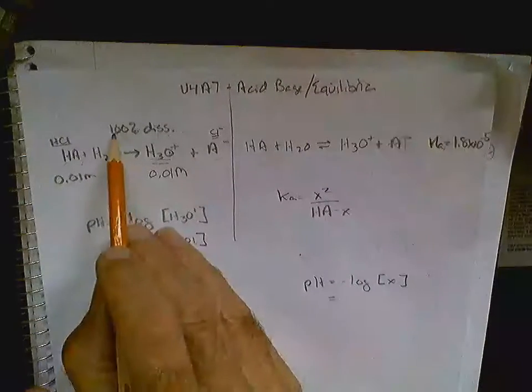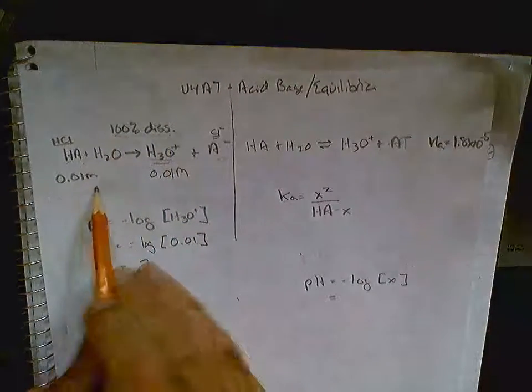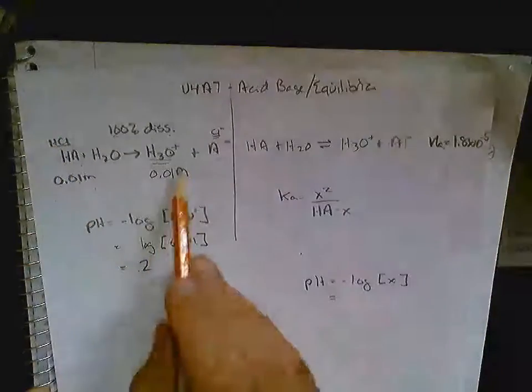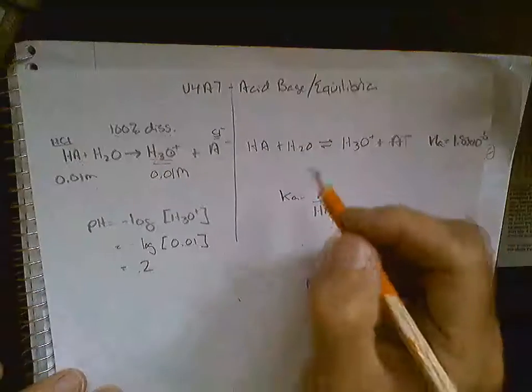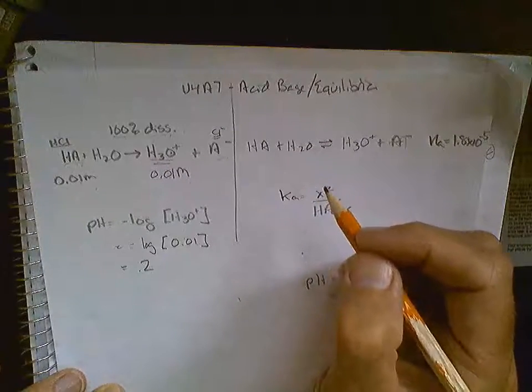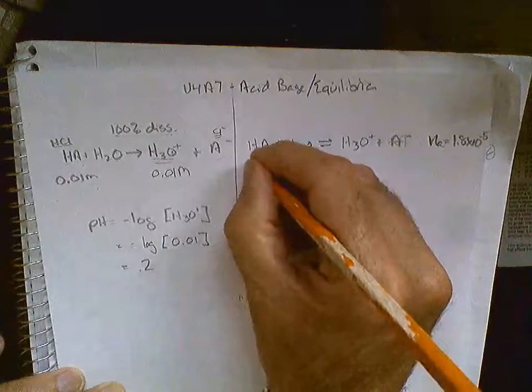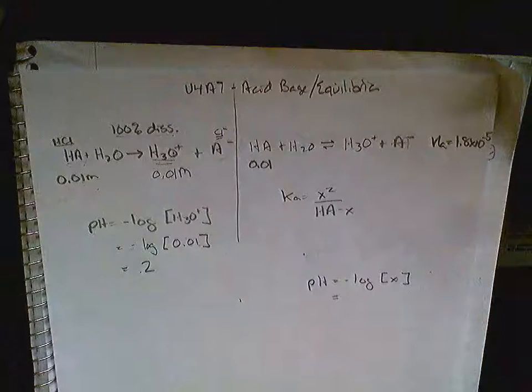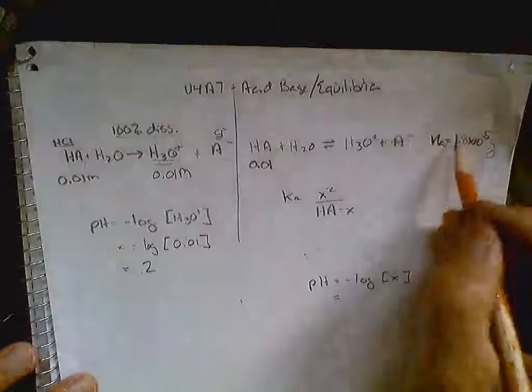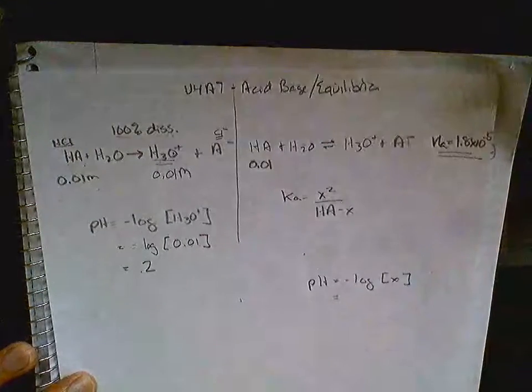Okay, that's a strong acid. That's an acid that breaks down 100%. You start with 0.01 molar of HCl. You end up with 0.01 molar of H3O+. Let's look at a similar situation with a weak acid. If we start with 0.01 of a weak acid, and you'll know it's a weak acid because you'll find it on a Ka table, or it will say weak acid in the question. So you'll always know if it has a Ka value, it's a weak acid.